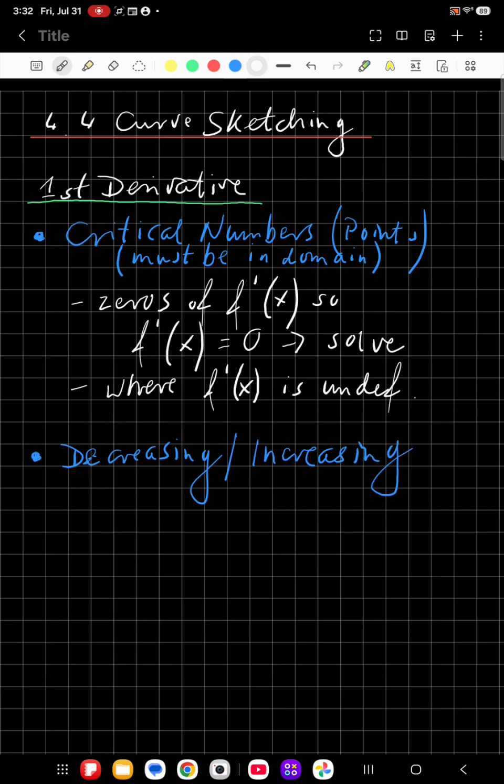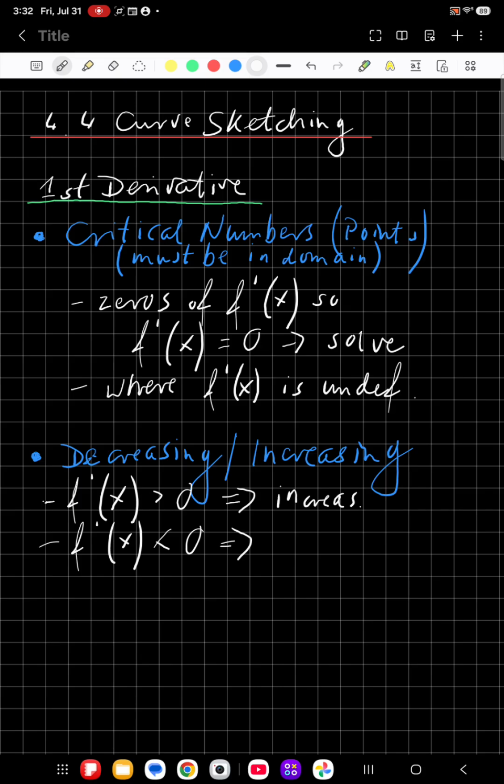When the first derivative is greater than 0, f prime of x is greater than 0, the conclusion is the function is increasing. And when the first derivative is less than 0, the function is decreasing. So those were the first two points I wanted to make.